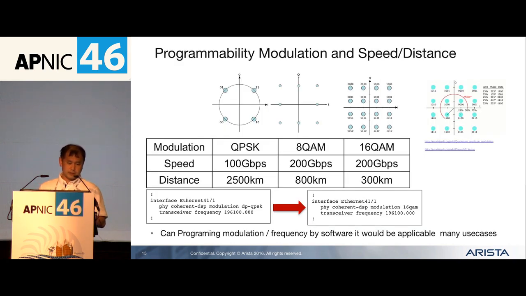And this is the merit of digital coherent and analog coherent: programmability of modulation, speed, and distance. If we configure QPSK modulation, then the speed will be 100 gigabits per second, and the distance will be 2,050 kilometers. If we compare 16QAM, the speed will be 200 gigabits per second, and the distance will be 300 kilometers. We can configure modulation and frequency by software. It will be applicable to many use cases.